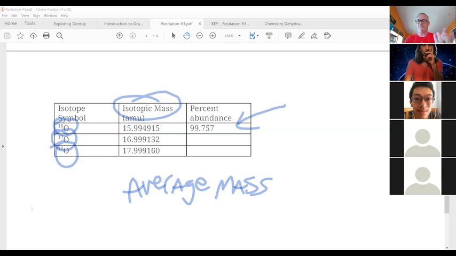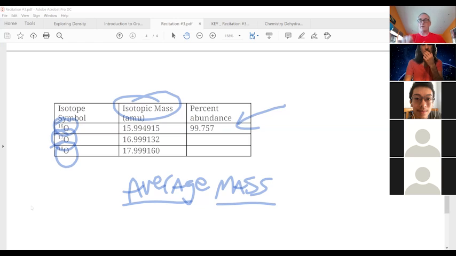Oxygen 16 gets turned into CO2 in your body, exactly the same as oxygen 17 and 18 do. There may be very tiny differences in how they react, but the differences are incredibly small. So there's really no way to separate them. So the average mass is the mass of all of them together, and it depends on how abundant they are.